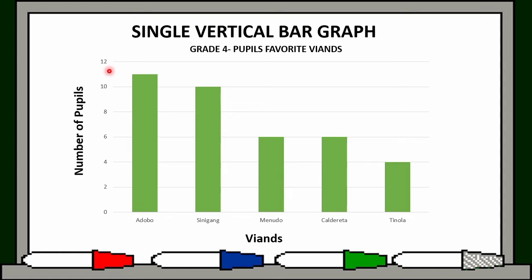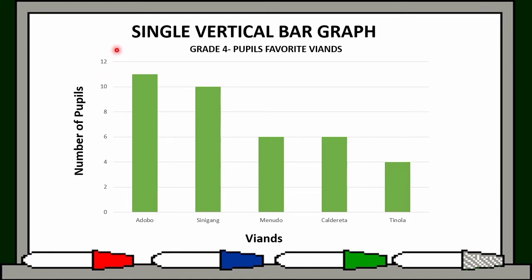And then, yung caldereta and menudo natin, which is 6 yung boto. So, tapat mo lang siya dun sa pangalan ng ulam, and then, gawa ka ng bar, tapat mo siya kay number 6, dahil 6 ang bumoto. And for tinola, 4 ang bumoto, kaya dapat nakatapat siya kay number 4.